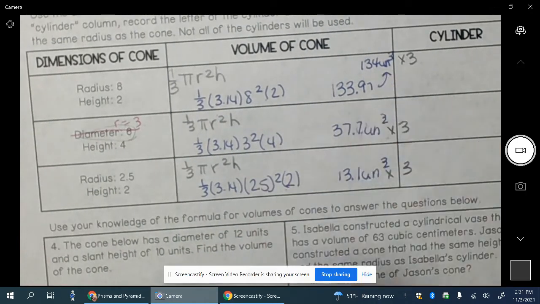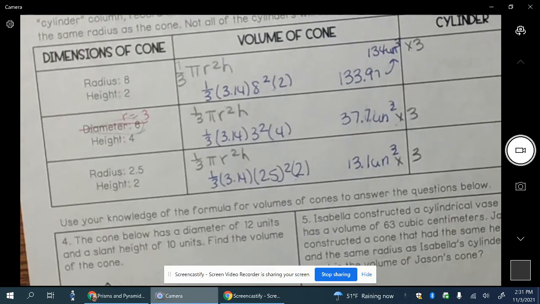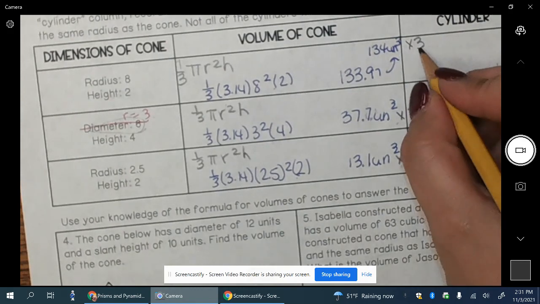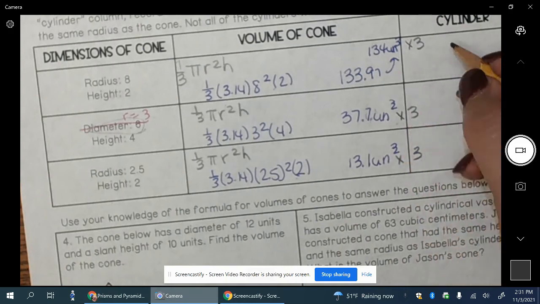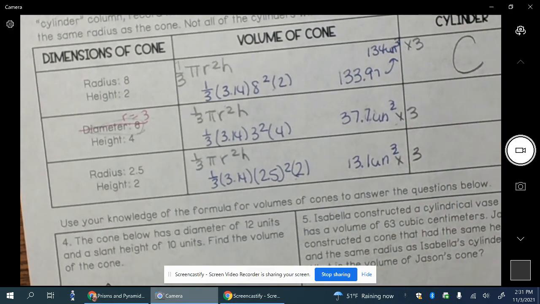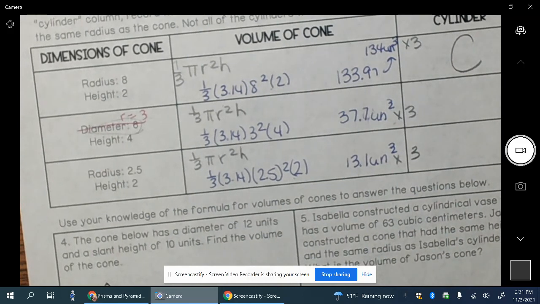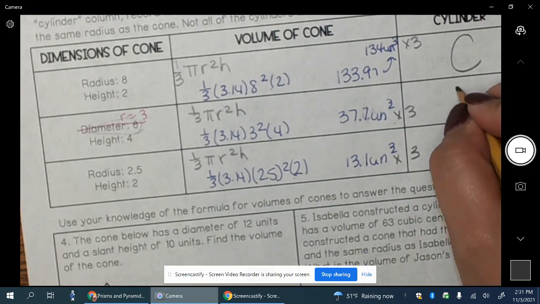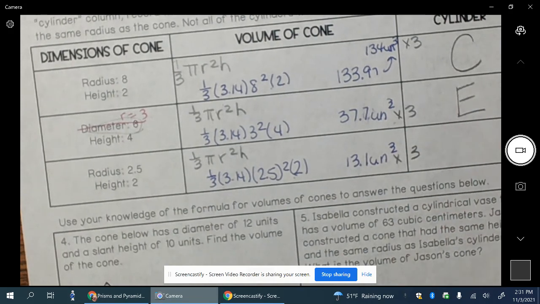Okay, so now if you multiply by 3, see if you see one that is close to the same up there. It's going to be a little bit off because we rounded. But when you multiply 134 by 3, what do you get? 402, which is really close to what cylinder? C. Okay, 37.7. What is it close to? 113. E. 2.4. And then it's B, right?